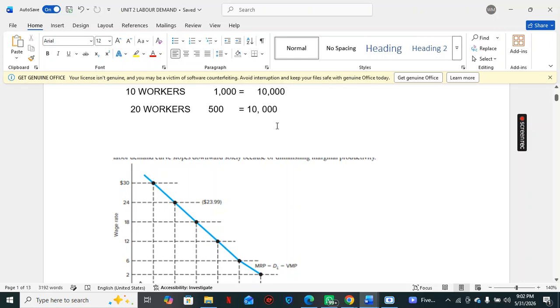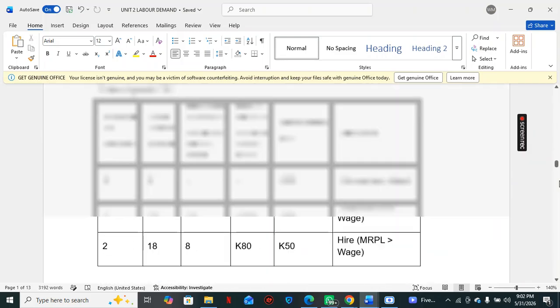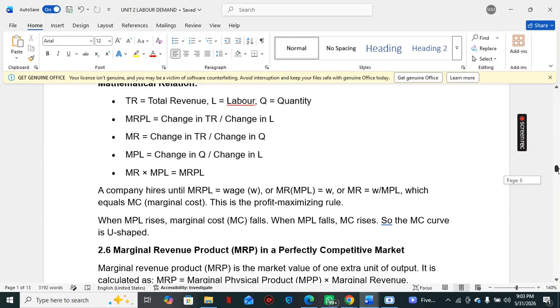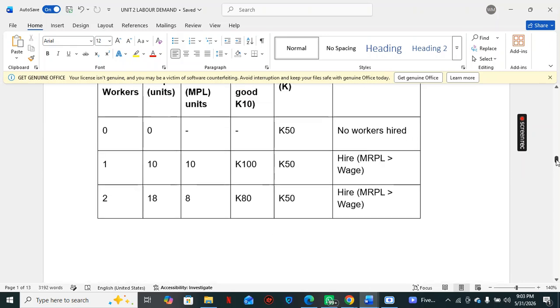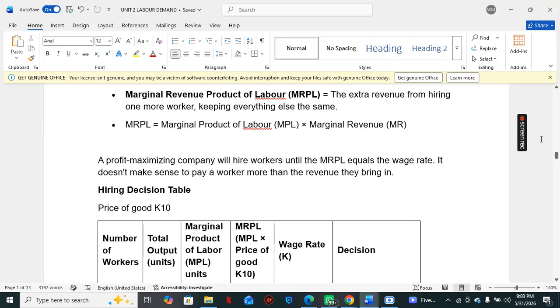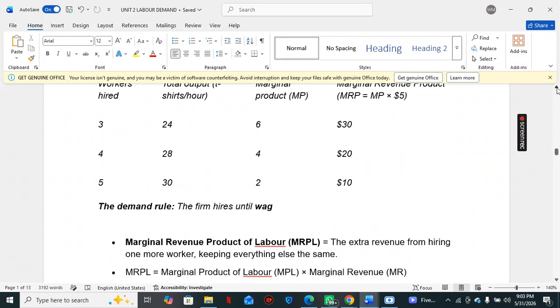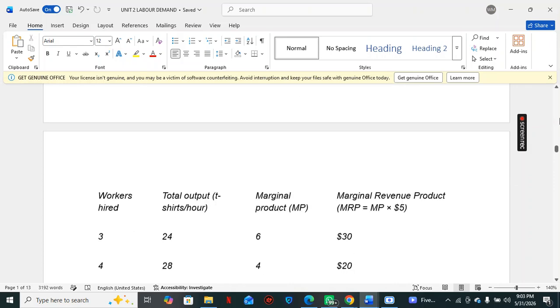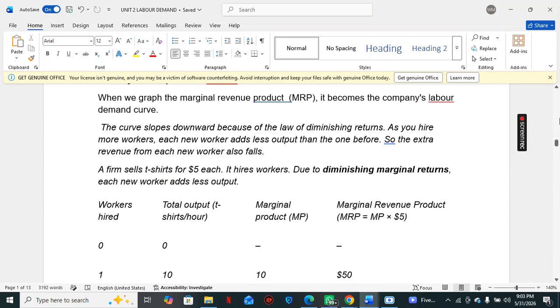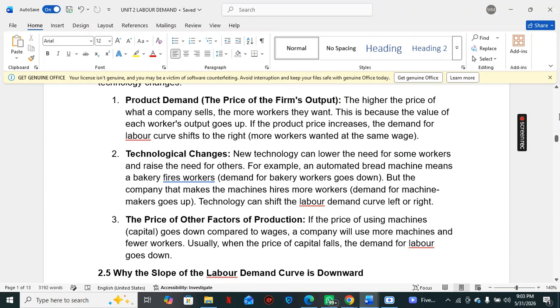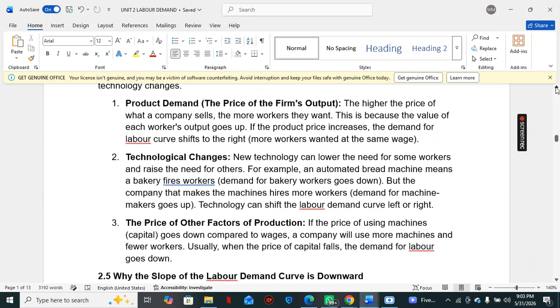So that is about labor demand. There is an inverse relationship between the wage rate and the quantity of labor. The higher the wage rate, the fewer workers we want. The lower the wage rate, the more workers that we want.